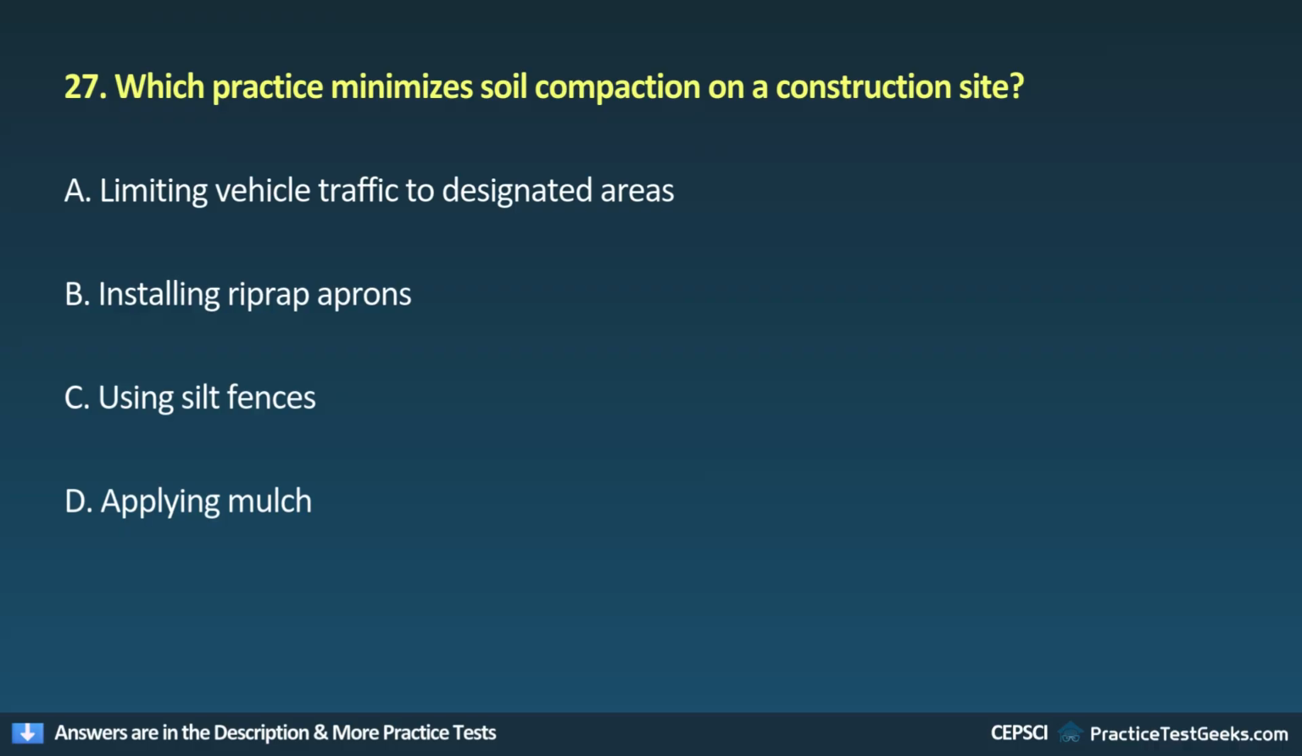27. Which practice minimizes soil compaction on a construction site? A. Limiting vehicle traffic to designated areas. B. Installing riprap aprons. C. Using silt fences. D. Applying mulch.